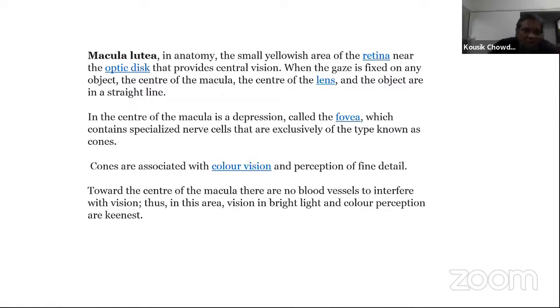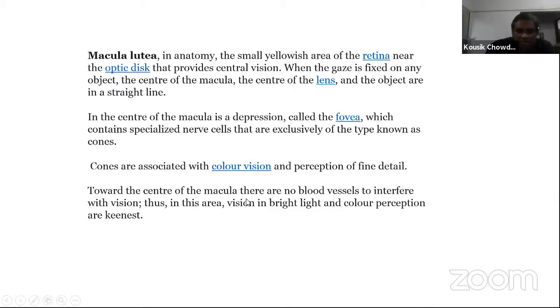Now, the important structure of retina is the macula lutea. What is macula lutea? Macula lutea in anatomy is the small yellowish area of the retina near the optic disc that provides central vision. When the gaze is fixed on any object, the center of the macula, the center of the lens, and the object are in a straight line. In the center of the macula is a depression called the fovea, which contains specialized nerve cells that are exclusively of the type known as cones. Cones are associated with color vision and perception of fine detail.